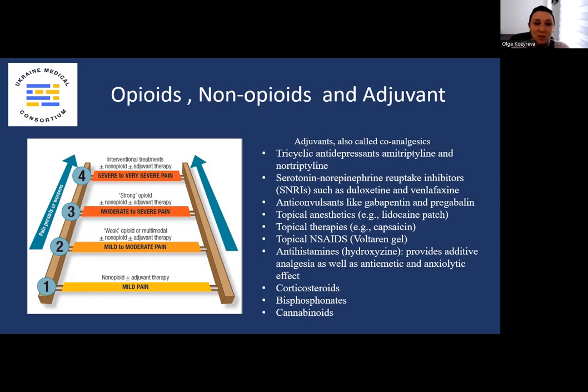Of course, on any of the steps, you can use integrative technique. You can use massage. You can use hypnosis, acupuncture, physical therapy. It can be helpful as a combination to the core medicine. So I will talk about adjuvant now. Adjuvants, we call these core analgesics. So there are several groups of adjuvant treatment. The oldest group is probably tricyclic antidepressants such as amitriptyline and nortriptyline.